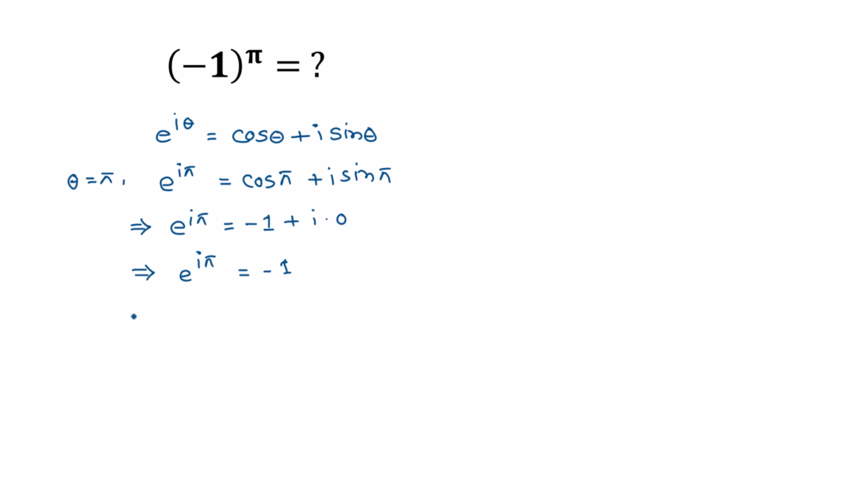Now raising both sides to the power of pi, we will get e to the power i pi whole to the power of pi is equal to, on the right side, -1 to the power of pi, and we have to find this value. Changing the sides, we can write -1 to the power of pi is equal to e to the power i times pi times pi, which is pi square.